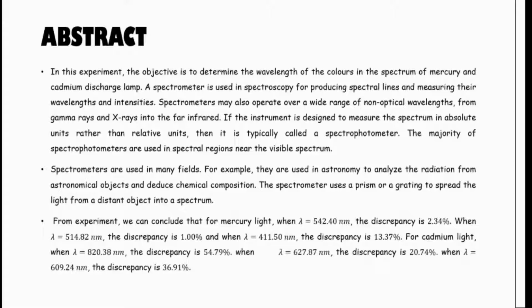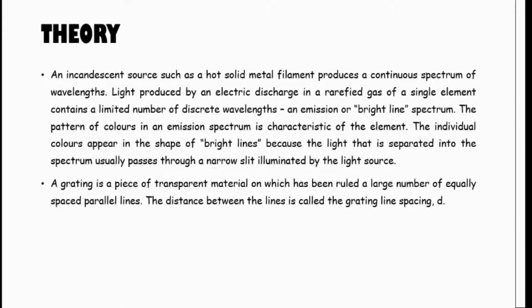For cadmium light, when the wavelength is 820.38 nanometer, the discrepancy is 54.79%. When the wavelength is 627.87 nanometer, the discrepancy is 20.74%. And lastly, when the wavelength is 609.24 nanometer, the discrepancy is 36.91%.